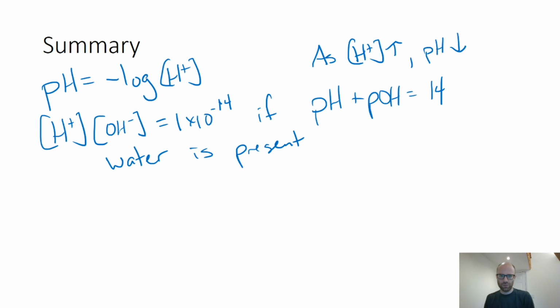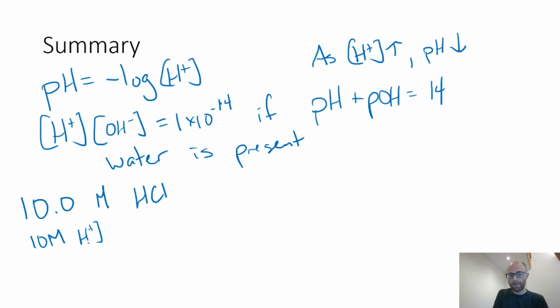The initial picture I showed you showed a scale from 0 to 14. That's really a boundary. It's not a hard boundary. It's a boundary for like biological systems. But I know that concentrated hydrochloric acid, the maximum saturated, is 12 molar. So hypothetically, you can make a 10 molar HCl solution. And that means that you would have 10 molar H plus. So the negative log of 10 equals negative 1. So your pH would be negative 1.